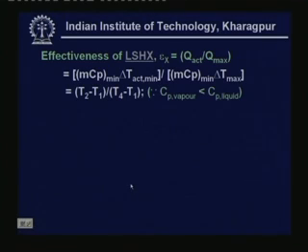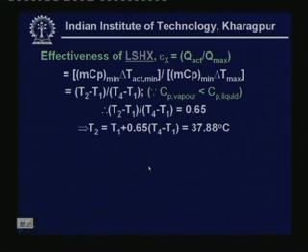So, that is what is done here. The effectiveness is given by (T2 minus T1) divided by (T4 minus T1). This is equal to 0.65 as given in the input. So, from this you find that T2 is equal to T1 plus 0.65 into (T4 minus T1), which works out to be 37.88 degrees centigrade. Okay.